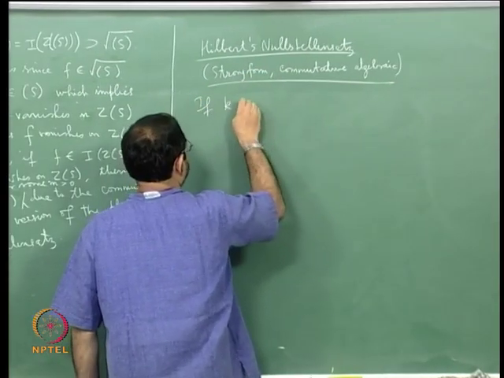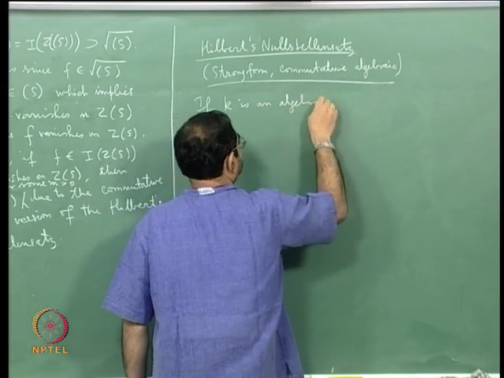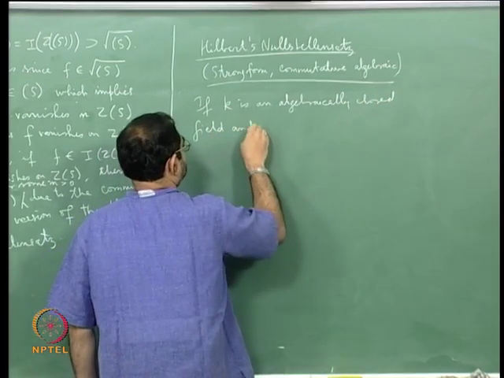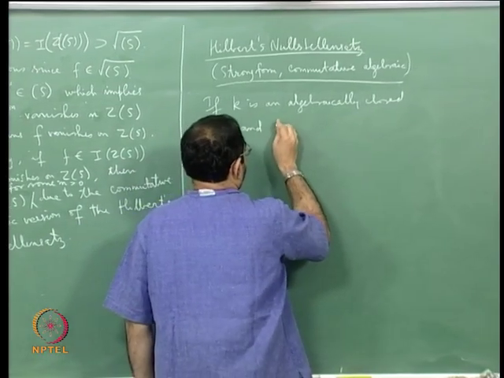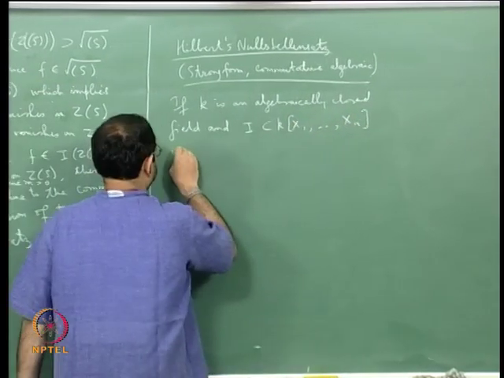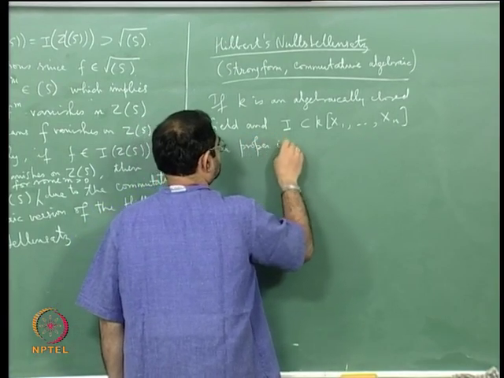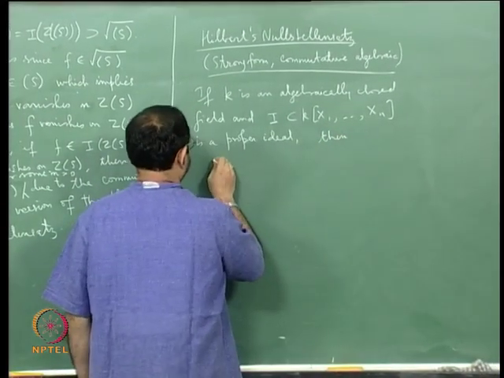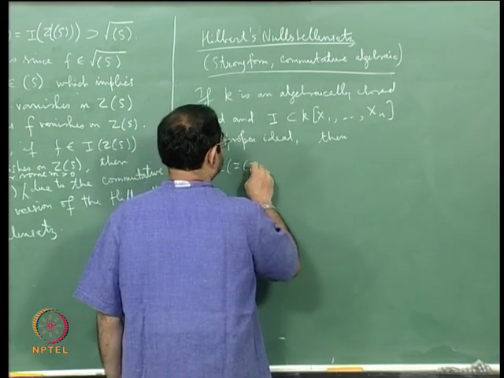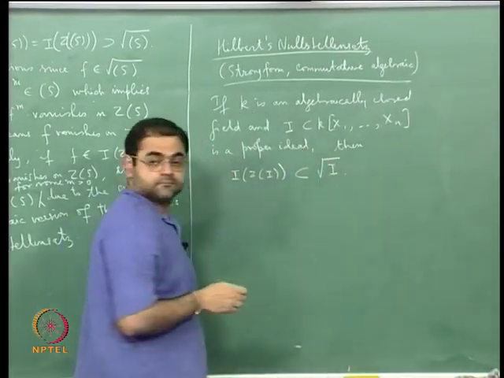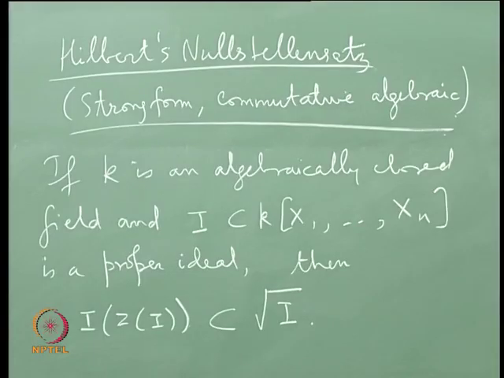If K is an algebraically closed field, and I in K[x1, ..., xn] is a proper ideal, then the ideal of Z of I is contained in rad I. This is the commutative algebraic version. In fact, we often say it as I of Z of I equals rad I.